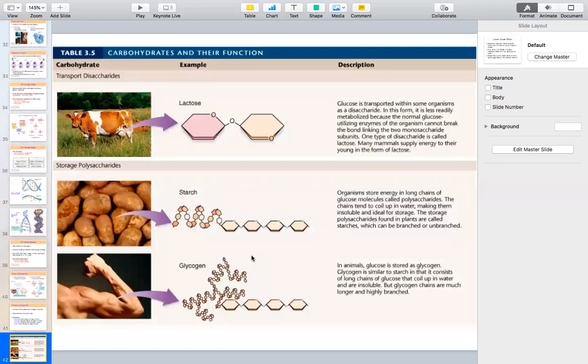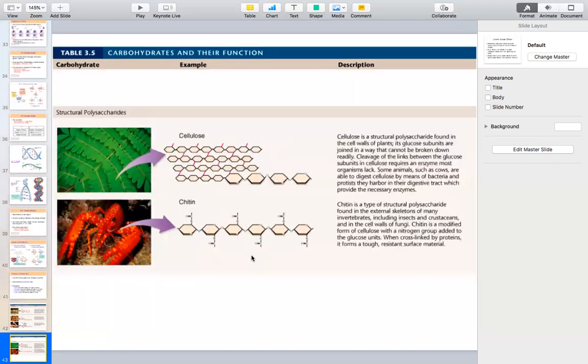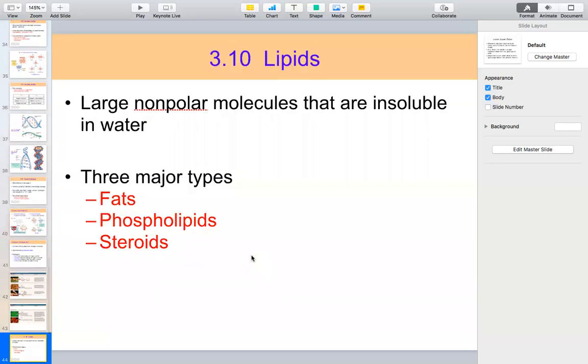Lactose is a disaccharide that we find in milk and specifically in cow. Starches, you can see, are polysaccharides found in potatoes and so forth. Cellulose makes up the leaves, and chitin makes up the structure of insects, plants, or excuse me, insects and fungi and so forth.